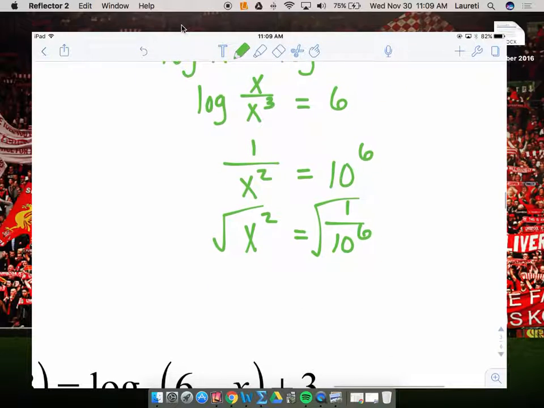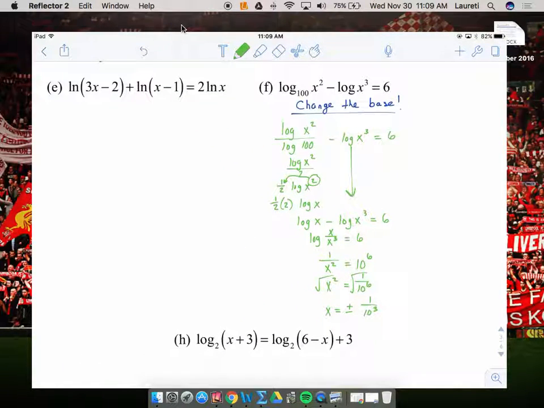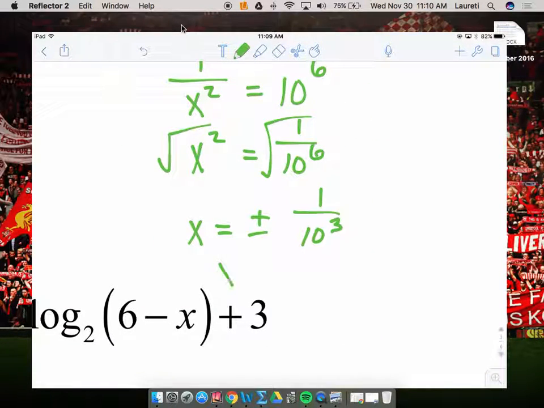So then you square root it. And what is the square root of 1 over 10 to the 6? 10 to the third, right? Okay, so which one are you allowed to keep, though? Just the positive one, right? So if you take the negative one, 1 over 10 to the third, if it's negative, if you square it, it's going to be positive. But then if you cube it, it'll be negative, and that won't work. Okay, so your only answer would be 1 over 10 to the third. Good.